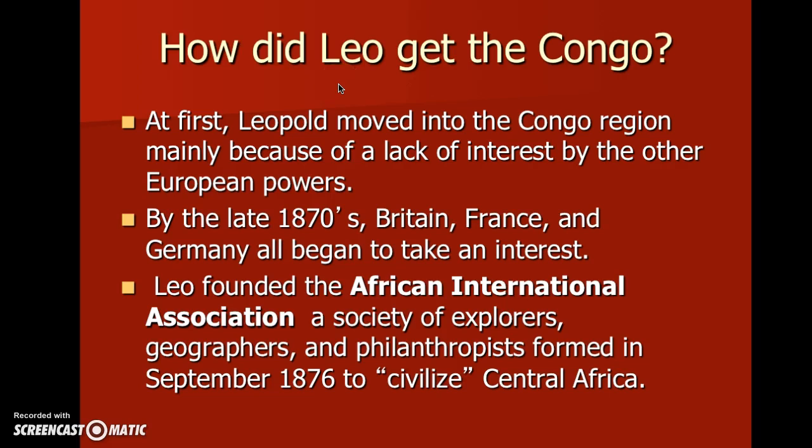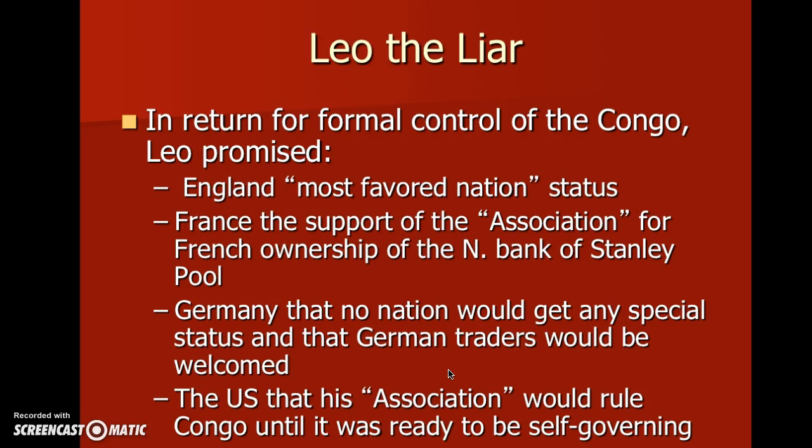So how did Leo get the Congo? Well, at first, Leopold moved into the Congo region mainly because of a lack of interest by the other European powers. People didn't know the resources that exist there. By the late 1870s, though, Britain, France, and Germany all began to take a keen interest. Leo founded the African International Association of Explorers, Geographers, and Philanthropists in 1876 to civilize Central Africa. So basically, he hires a team to help him move into the Congo.